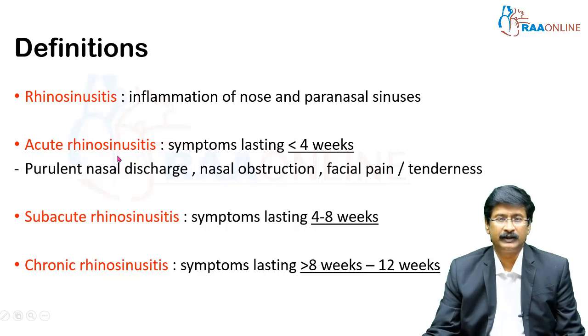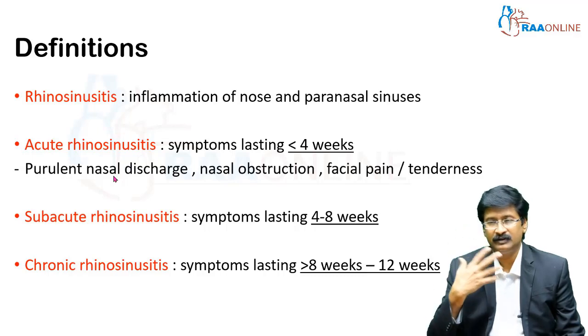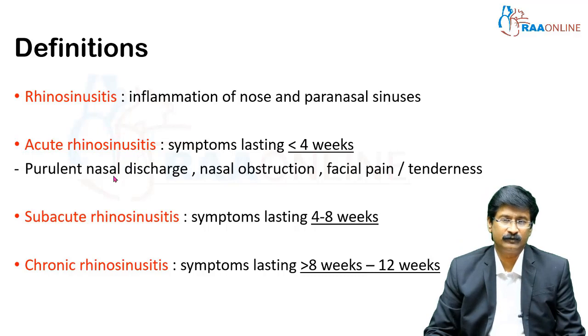Now you have three types of sinusitis: acute, subacute and chronic rhinosinusitis. So, what do you mean by acute? Acute, as the name indicates, means the symptoms last less than 4 weeks. Obviously, you will have a prolonged, continuous nasal discharge, nasal block, severe facial pain and tenderness on examination of the sinuses. So, whenever you have pain with tenderness, you always put it down as acute rhinosinusitis.